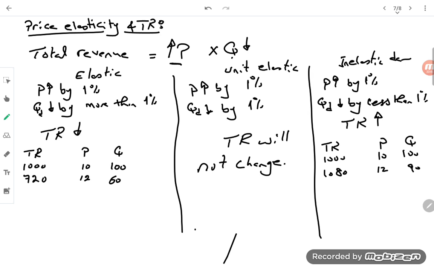So if I ask you to give a recommendation for the producer whether to increase price or not, you have to think about the elasticity, the price elasticity of demand. If the demand for this product is inelastic, you can give a recommendation for the producer to increase price, as in this case total revenue is going to increase. But if demand is elastic, it's not good for producers to increase price. It's better for them to decrease price in order to increase total revenue.